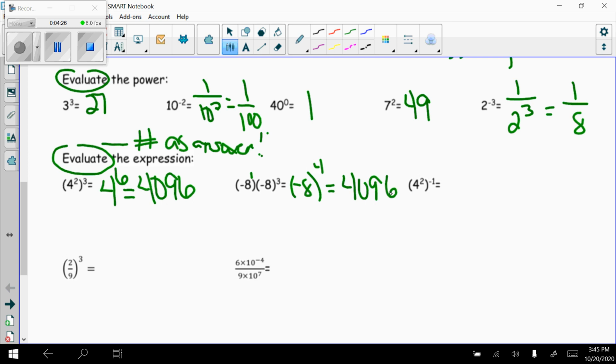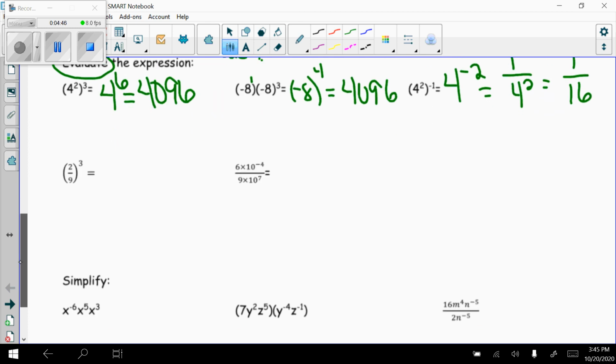4 squared to the negative 1, power to a power. I multiply my exponents. That becomes 4 to the negative 2, but we can't have negative exponents, so I move it to the denominator. It becomes 1 over 4 squared. I can evaluate that, 1 over 16. And we always leave these as fractions. We don't ever change those to decimals.